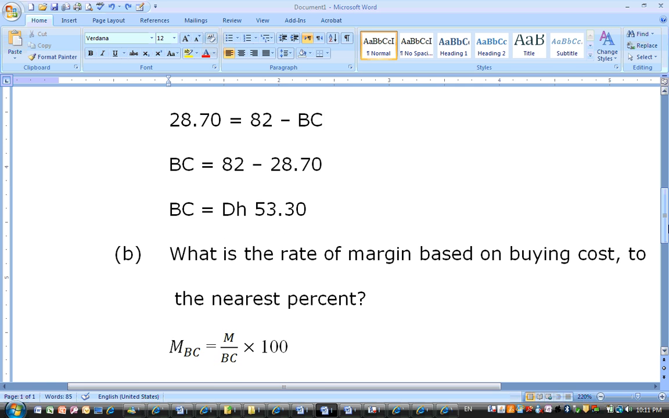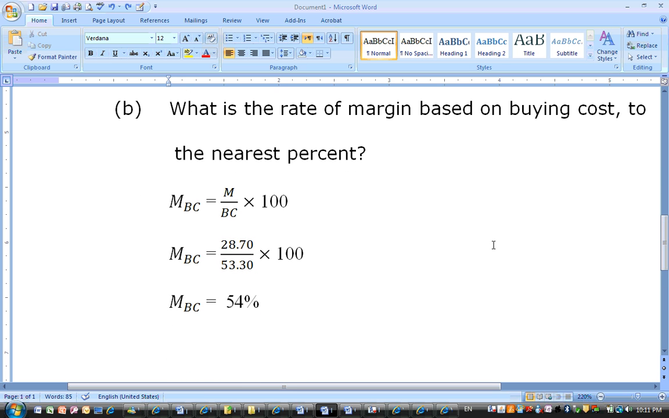The second part of the question asks you, what is the rate of margin based on the buying cost? In other words, write the margin as a percentage of the buying cost to the nearest percent. So the margin as a percentage of the buying cost is equal to M over BC times 100. This is the percentage of the margin based on the buying cost, which we usually call MBC.